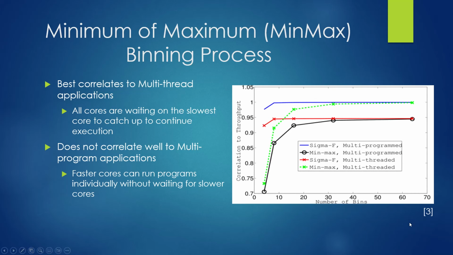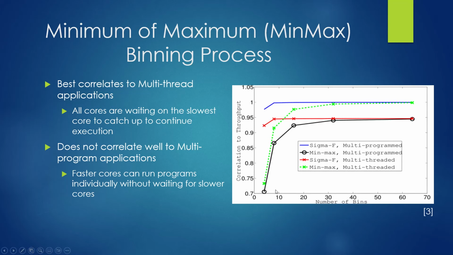Here is another graph from a reference that mentions these two types of binning methods. The black line here represents the min-max correlation to throughput, with 1 being a true correlation to throughput, across the number of bins. You can see that as you increase the number of bins, the black line in a multi-programmed load, where min-max does not do as great of a job categorizing, does not quite approach the true throughput.